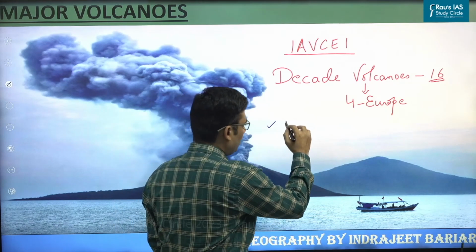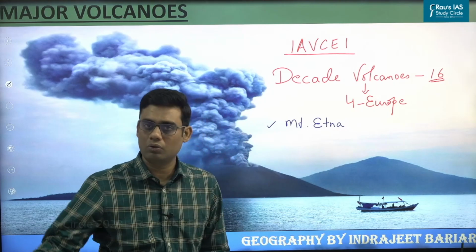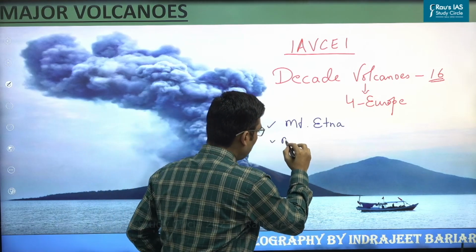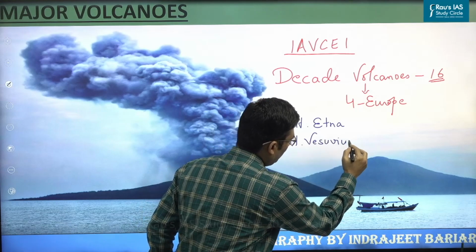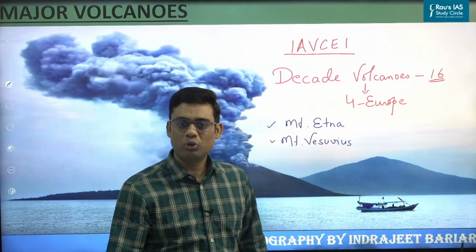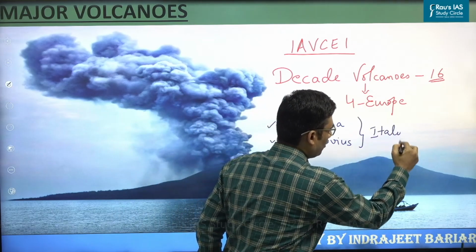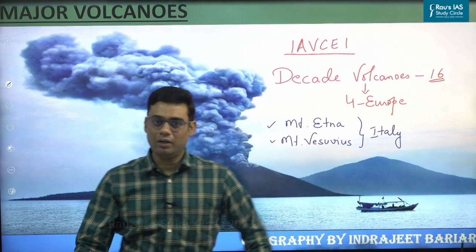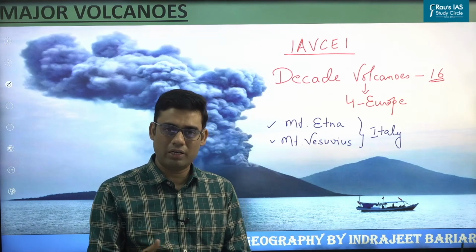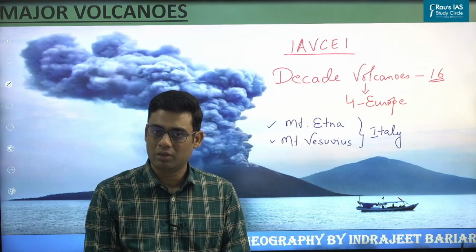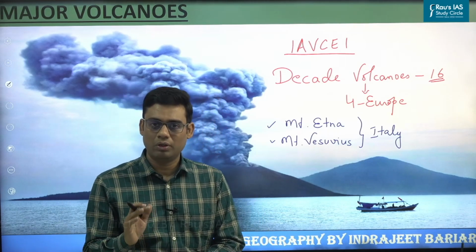The first one, that is Mount Etna. Mount Etna I have already shown you earlier. Along with that we have Mount Vesuvius. Both of these are in Italy. Mount Etna, again pretty much like Mount Stromboli, is counted as one of the most active volcanoes on the earth, as well as the largest volcano in Europe.